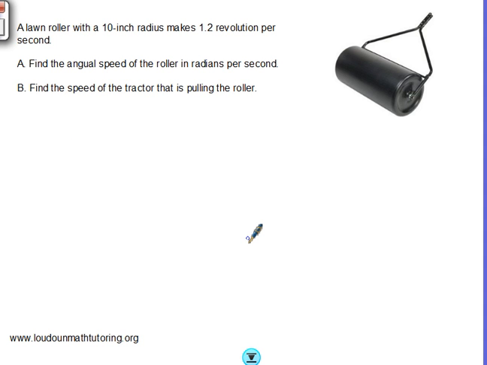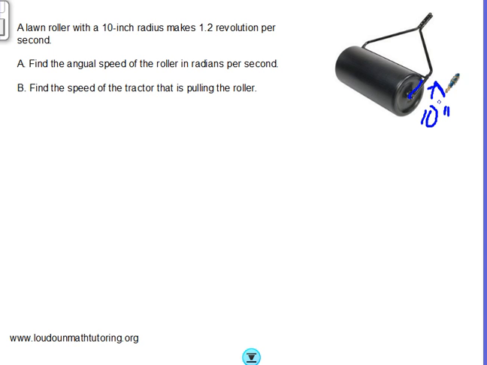In this video, we're going to talk about angular speed. Now, what we have here is called a lawn roller, a manual device that used to flatten out your ground. It's pulled by a tractor. And the radius of this lawn roller is 10 inches. So our radius from the center to the edge is 10 inches.